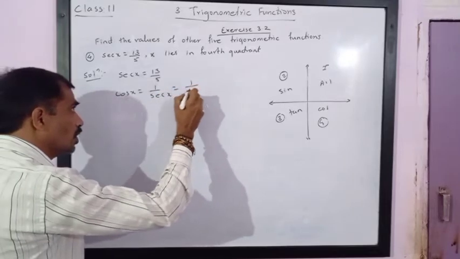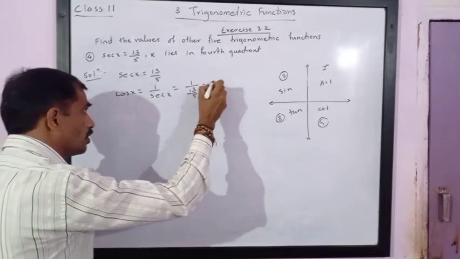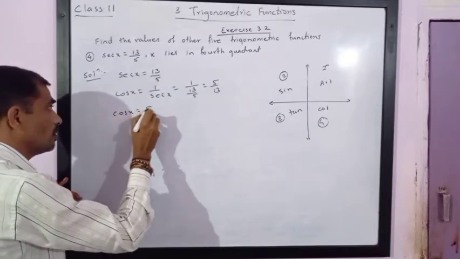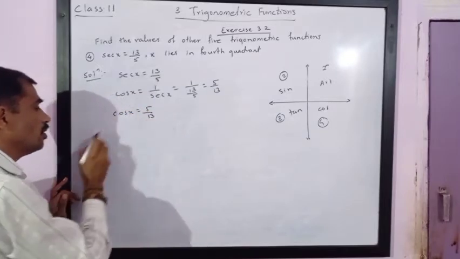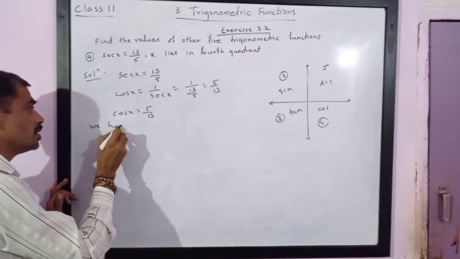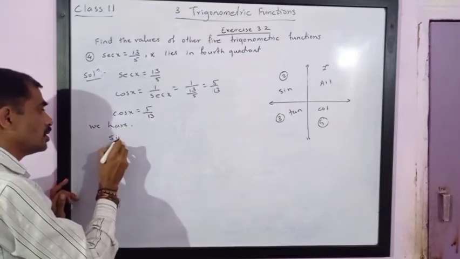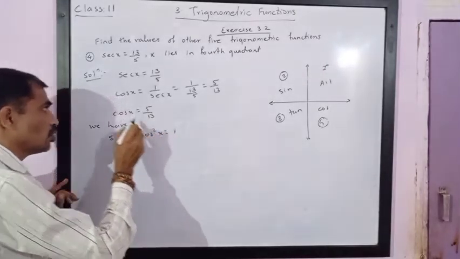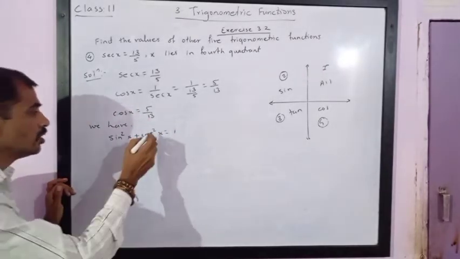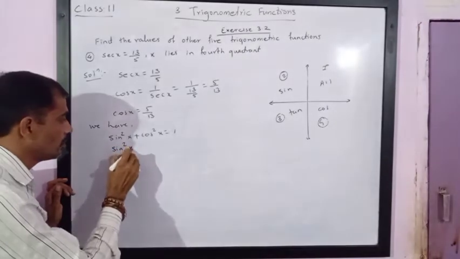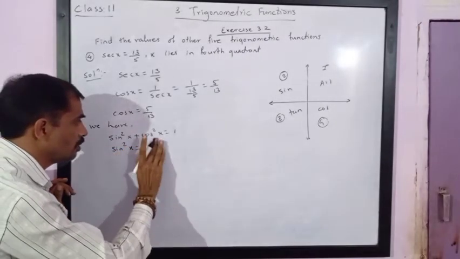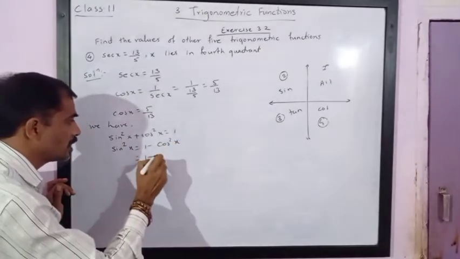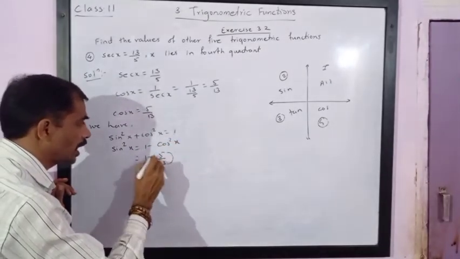So this is equal to 1 upon 13 upon 5, that is equal to 5 upon 13. So thus we have cos x is equal to 5 upon 13. Now we have the identity sin square x plus cos square x is equal to 1. So if you put the cos square x value, we will get sin square x is equal to 1 minus cos square x. That is equal to 1 minus (5 upon 13) whole square.